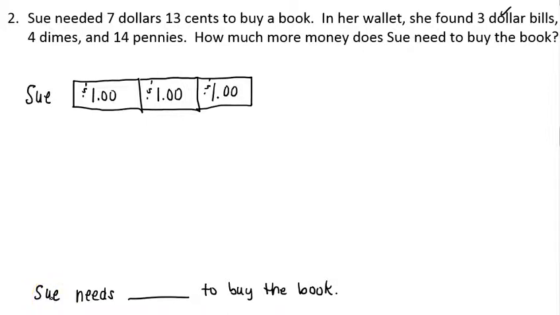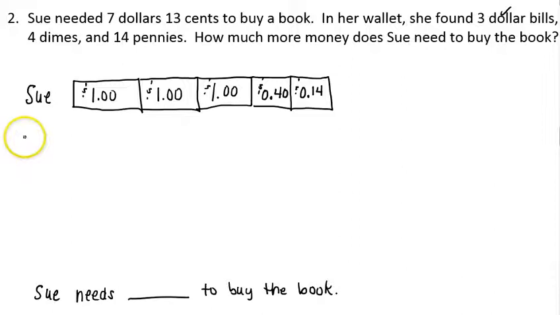Then she had 4 dimes, which is 40 cents. So I'll show a portion of the tape for that. 0.40 would be 40 cents in decimal form. And then we have 14 pennies. So that would be 0.14 to show 14 cents. So that's the money Sue has.